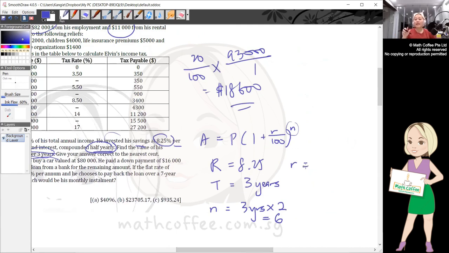Because 8.25 is per annum, per year, and this is compound half yearly, I need to find the r for half yearly as well. So it's 8.25 over 2 because it's half yearly, so I just divide by 2. You will get 4.125. So the crucial is this and this. Now I can sub it in and I will know what is my A.